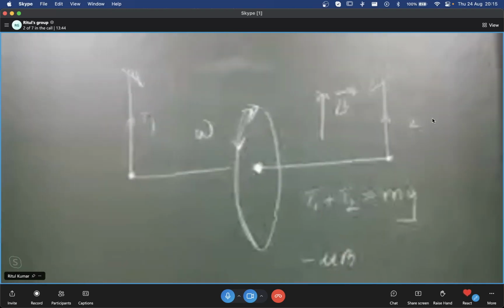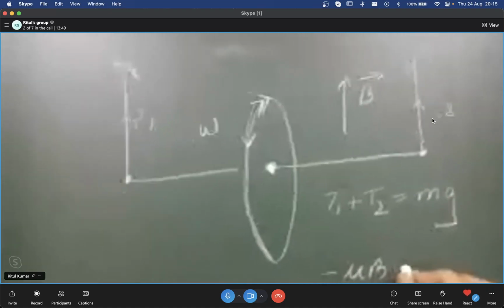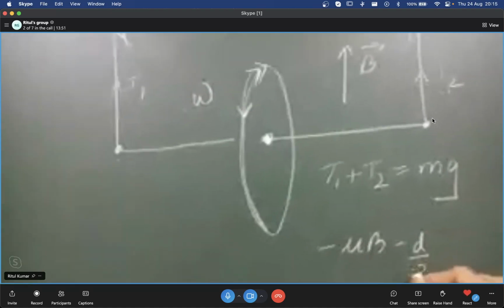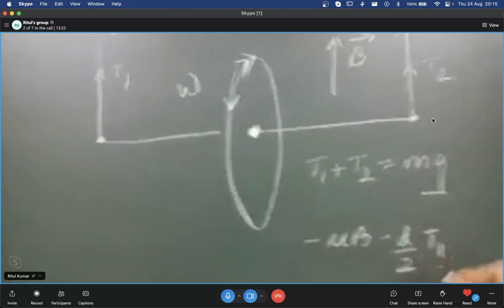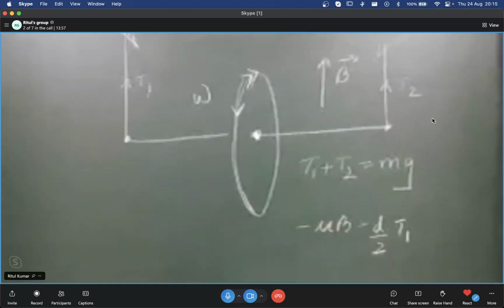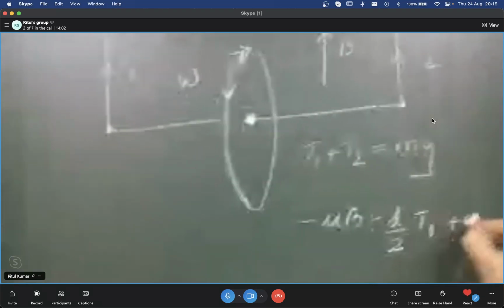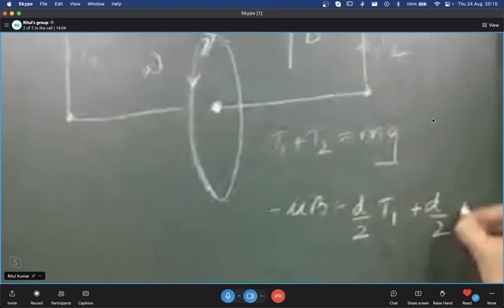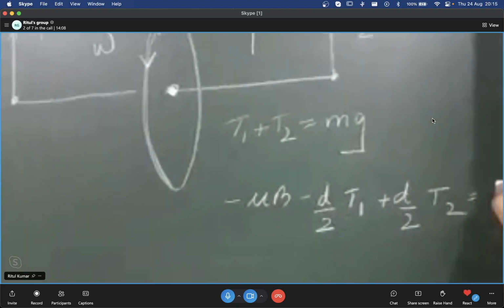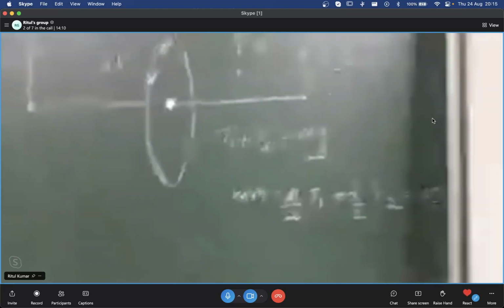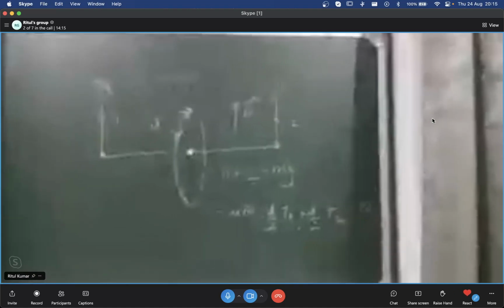Okay, so what do we get it as? R cross F. So we can write it as minus of d by 2, if d is the total separation, which is what we are adding to, then minus of d by 2 T1 and plus of d by 2 T2, right? Yes, sir. Is equal to what? Plus I into alpha. We are not allowing alpha, so 0.